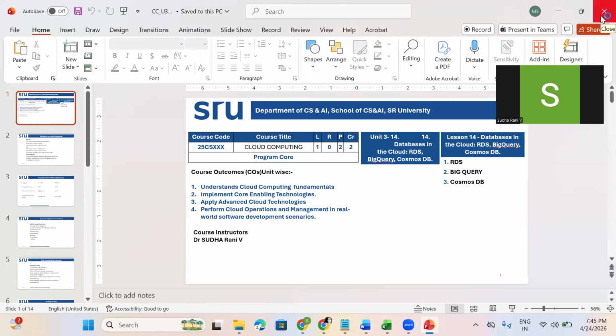Coming to the part, what are the different databases in the cloud? I said that for databases in the cloud, AWS has RDS and DynamoDB, whereas Azure has CosmosDB, and GCP, Google Cloud, has BigQuery. So each platform uses different databases. Now let us see what the actual databases in the cloud are and what the differences between them are.